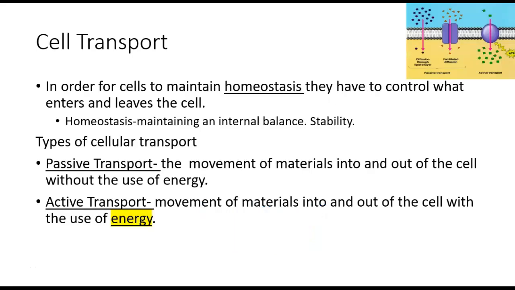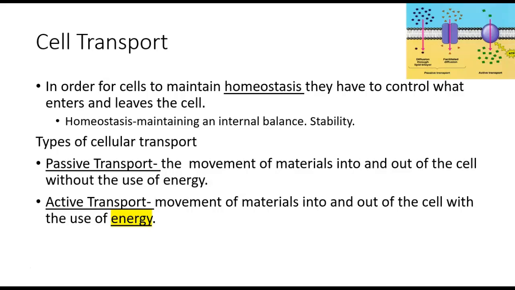When we talk about cell transport, it's really important to understand that we're talking about how cells get things in and how they get them out. They need things to survive to go in, and they need to get rid of waste as well. What we call this is homeostasis. In order for cells to maintain homeostasis, they have to control what enters and leaves the cell. You can think of homeostasis as maintaining an internal balance or stability.